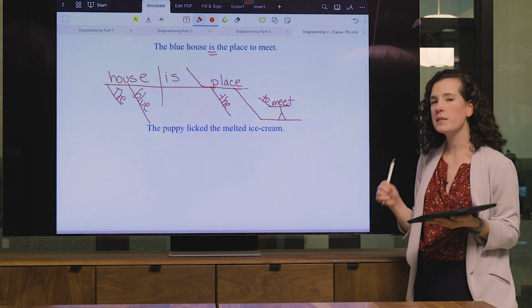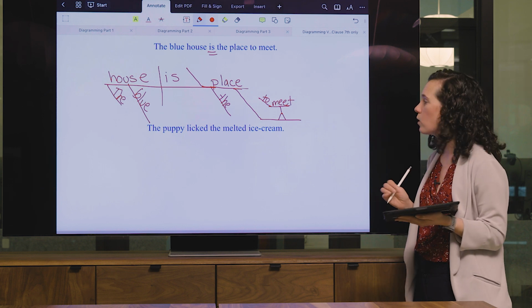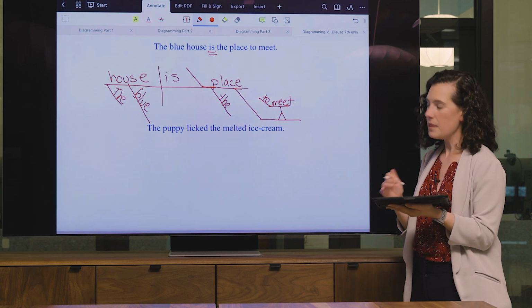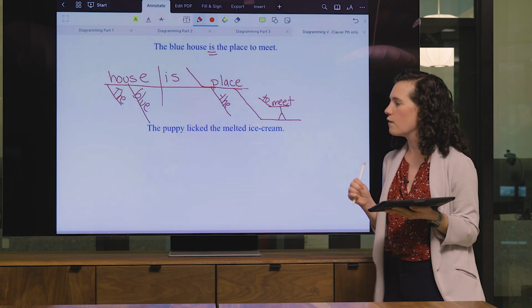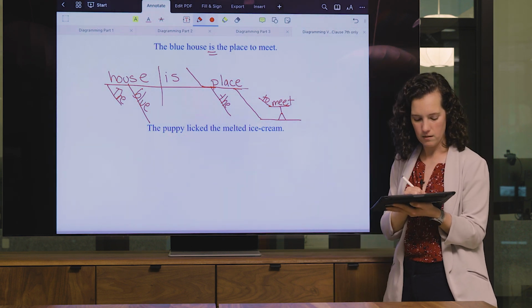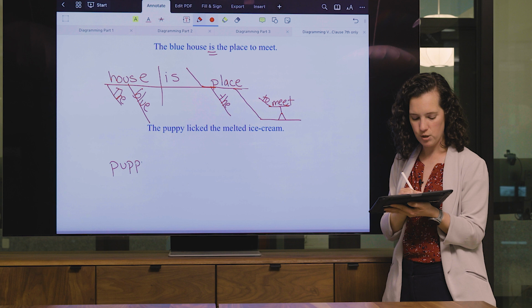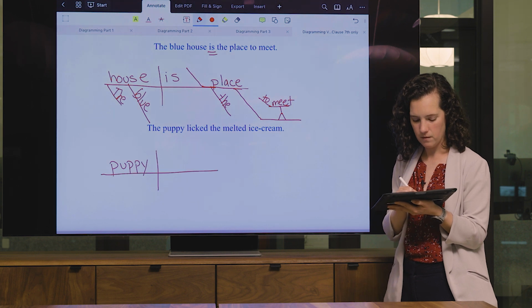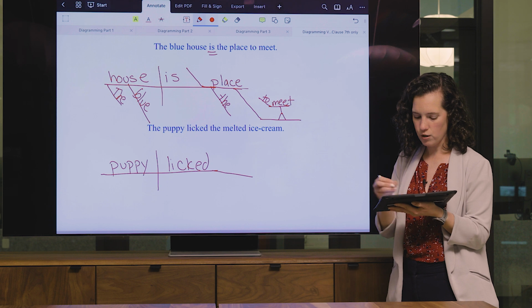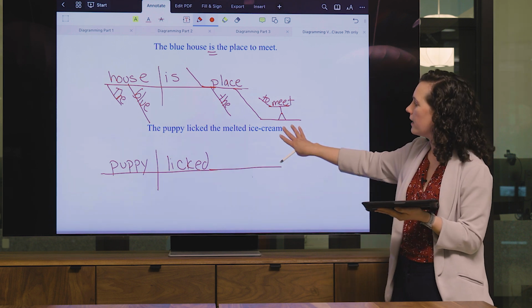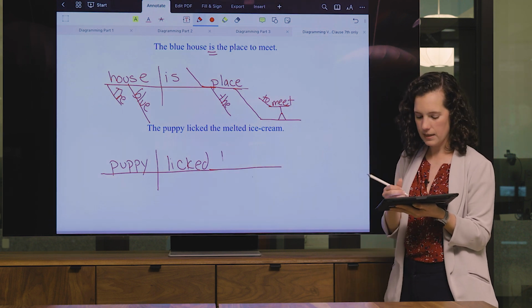Now let's look at one more sentence that has a participle that's just 1 word long. The puppy licked the melted ice cream. In this case, the subject and verb is puppy and licked. That's the subject and the action. Our direct object would be ice cream. Puppy licked what? He licked ice cream.